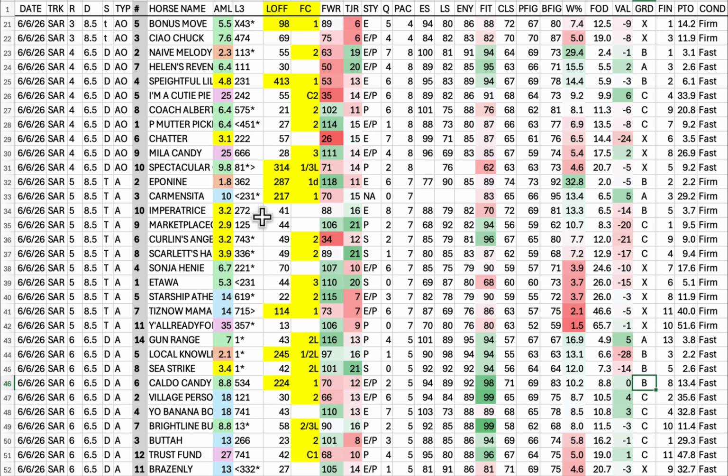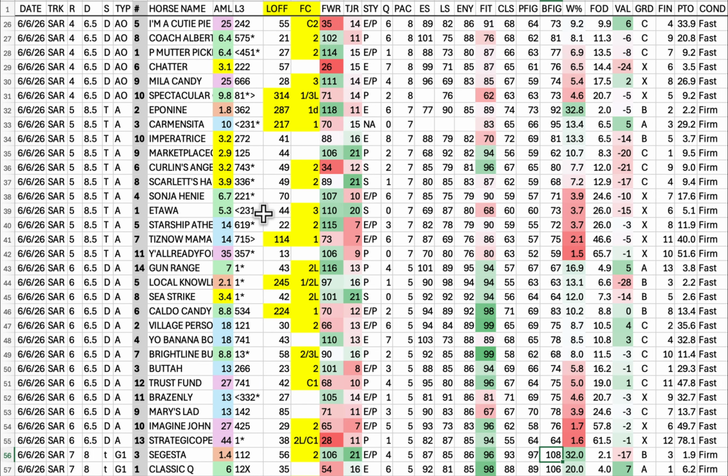Race 6. The winner was Butta. Butta had -1 value, was kind of a long shot, went off at 29 to 1. I didn't have it, but did get a C though.